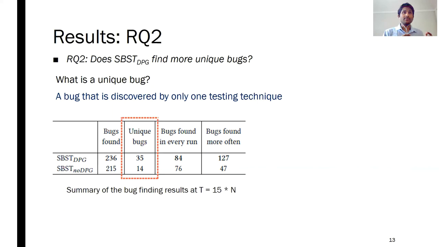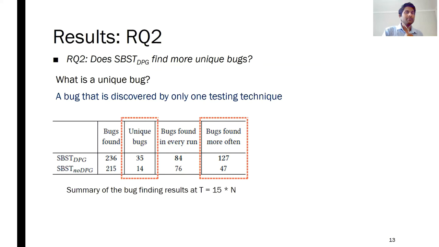The rightmost column in the table shows the number of bugs found more often by each approach. If one approach finds a bug more times in 20 runs than the other approach, we call that approach robust in finding that bug. There are 127 such bugs found by SBST DPG, and SBST no DPG found only 47 bugs more times than SBST DPG.